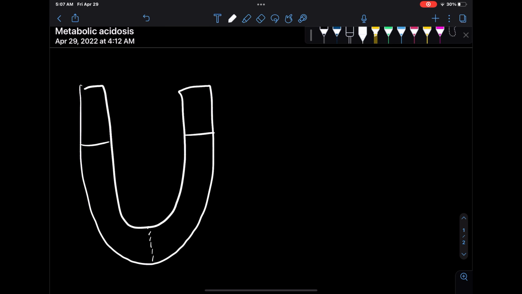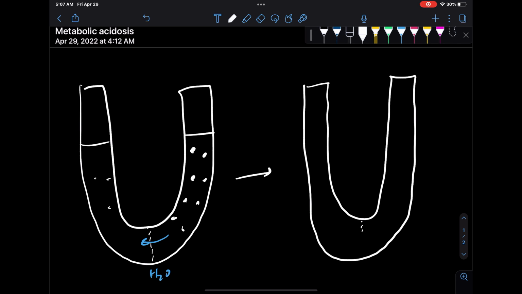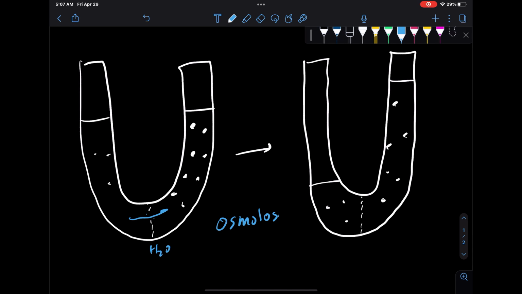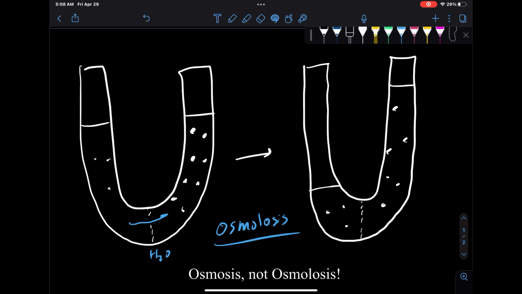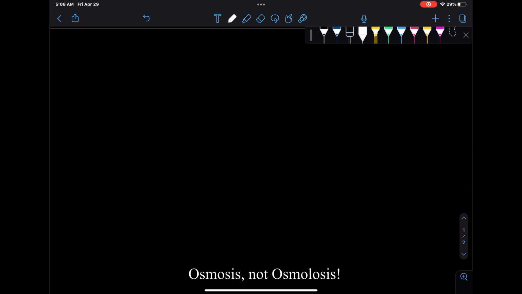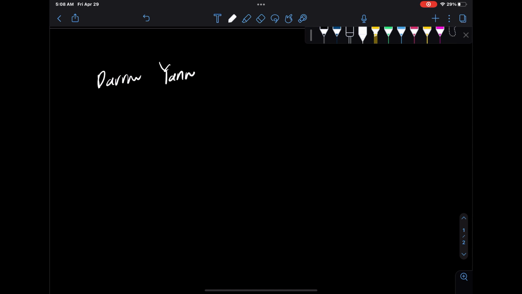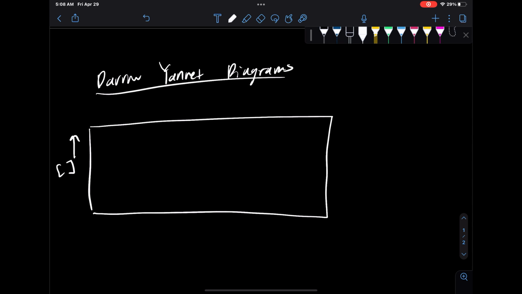Osmosis is basically the balancing of water to equilibrate and have the same concentration. In our example here, we see that on two sides of the tube there are two different concentrations, and water travels from the less concentrated to the greater concentrated side in order to have these two concentrations be equal, and that is osmosis. Using the properties of osmosis, we can also draw our Darrow-Yannet diagrams.